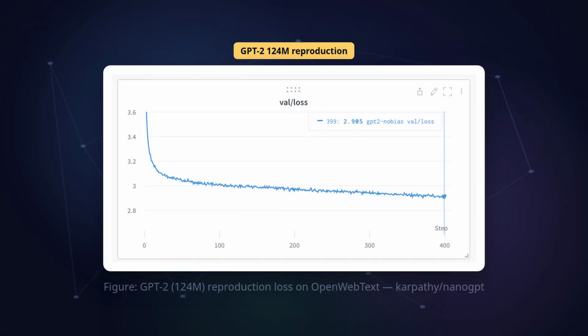For a more serious benchmark, nanoGPT reproduces GPT-2 at 124 million parameters on OpenWebText. The training loss curve shows steady descent over 600,000 iterations, reaching a validation loss around 2.85.